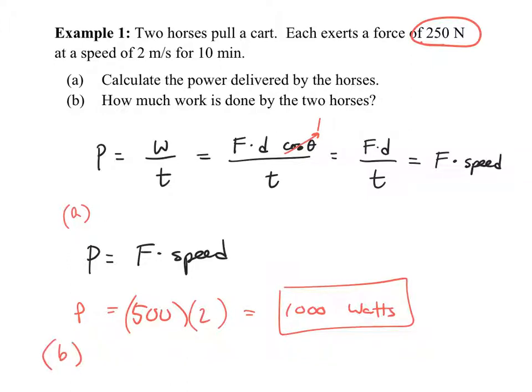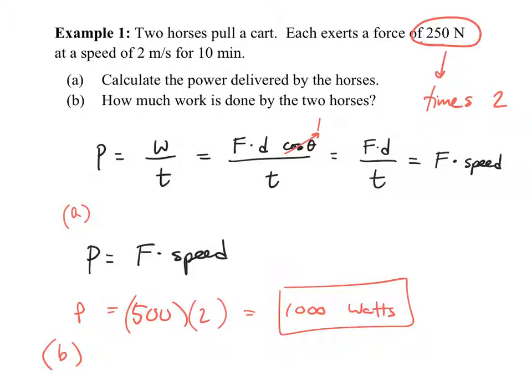So again, a different definition of power. Now we want to look at the other part, and we're going to see how the actual definition we started with comes into play. Yes? Where do you get 500? There's 2 horses, each at 250. Yeah, 2 horses at 250 each. So that's where that comes from.